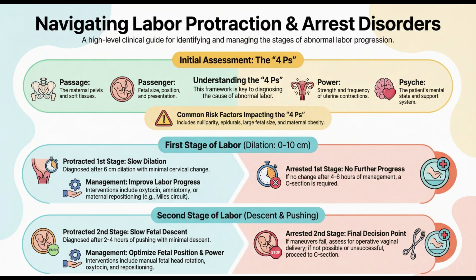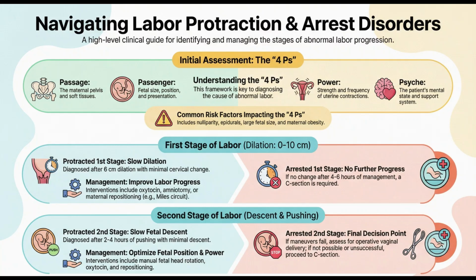Correct. But again, the absolute prerequisite is a reassuring maternal and fetal status. If the baby is showing any signs of distress, we skip all of this and move to delivery. When we need to augment power at this stage, we have to measure it first. This brings us to the intrauterine pressure catheter, or IUPC. Why is that so important?